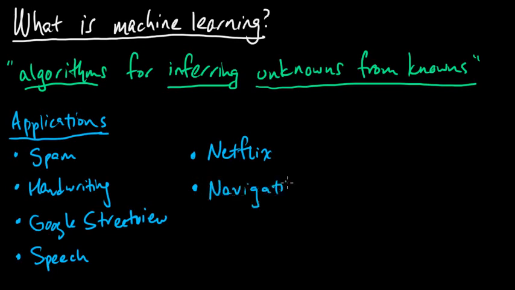So as you can see, there's a very wide range of applications for machine learning, which is perhaps typical of statistics, because just about everything in the real world involves statistics. So another one is navigation.